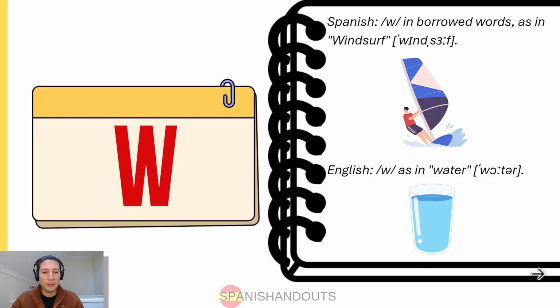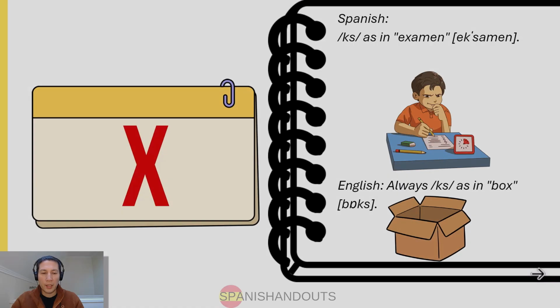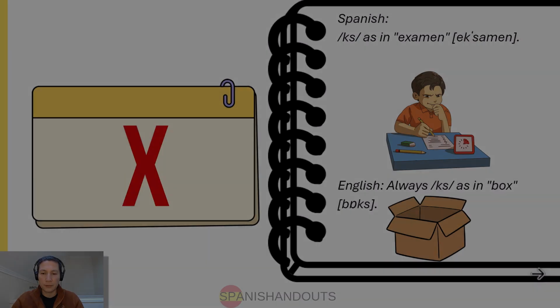This is the W. In Spanish, we took borrowed words, as in windsurf. In English, W it's pronounced like in water, w. Then we have the letter X. In Spanish, it is pronounced like x, as in examen. In English, it's always x, as in box.